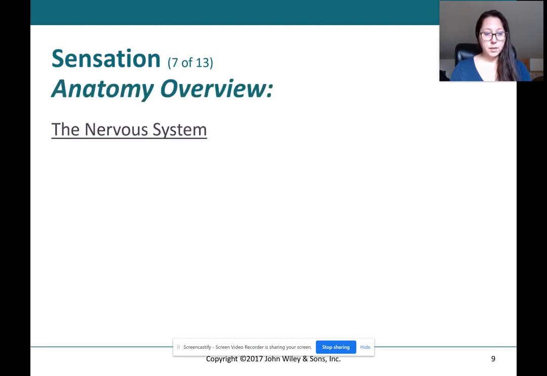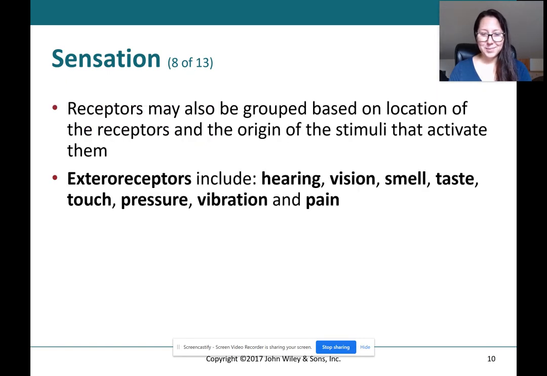I'm going to skip that anatomy overview. You can skip it too. It's the basics, and we've been talking about the nervous system for a while now. Okay, so receptors may also be grouped based on location of the receptors and the origin of the stimuli that activate them.